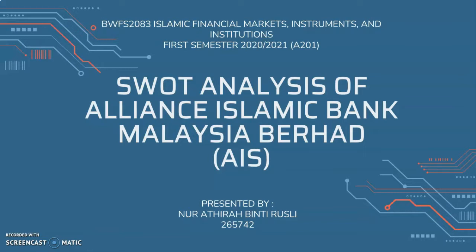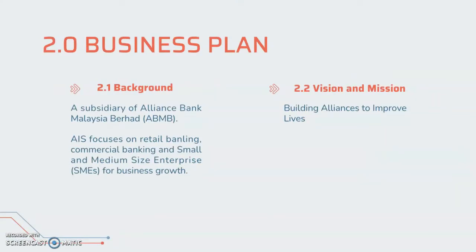265742. Today, we will look at the SWOT analysis of Alliance Islamic Bank Malaysia Berhad, or commonly AIS. Second, business plan. The background of AIS is a subsidiary of Alliance Bank Malaysia Berhad, or ABMB. AIS focuses on retail banking, commercial banking, and small medium-sized enterprise, or SME, for business growth.